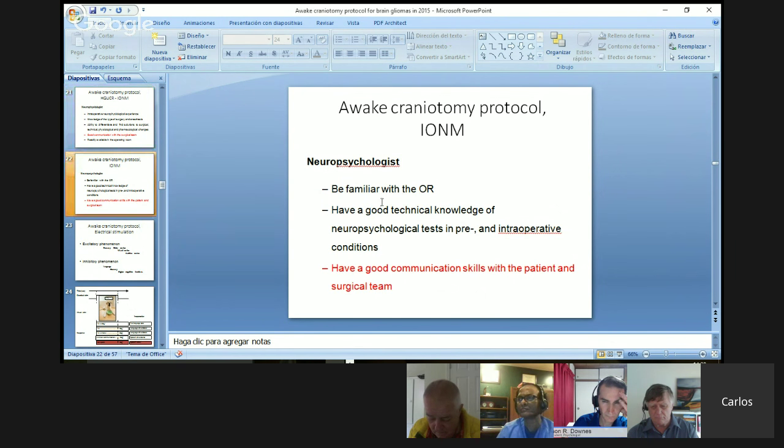We need a neuropsychologist who is familiar with the OR, who has good technical knowledge of the neuropsychological tests that will be done in pre and intraoperative conditions. And it's very important to emphasize that they need to have good communication skills with the patient and the surgical team.